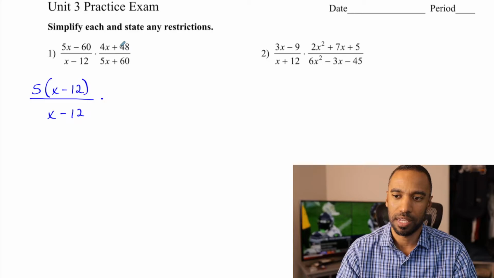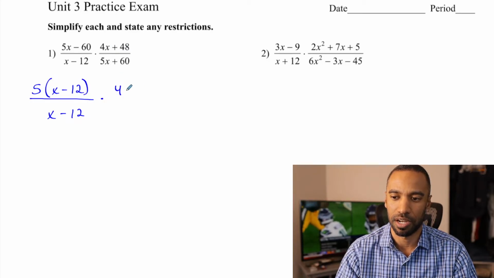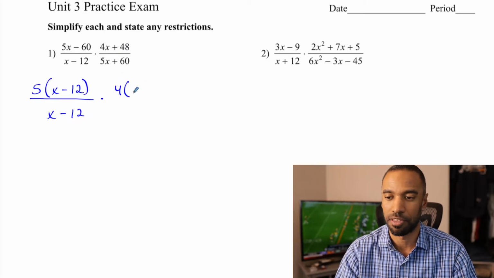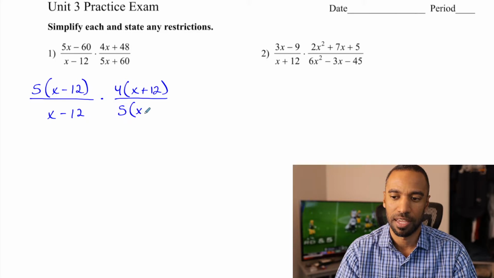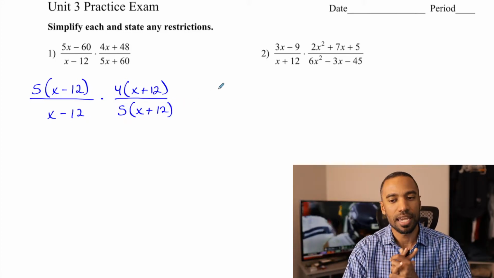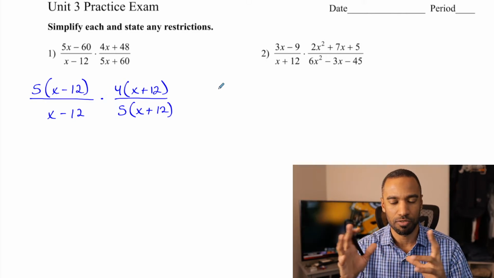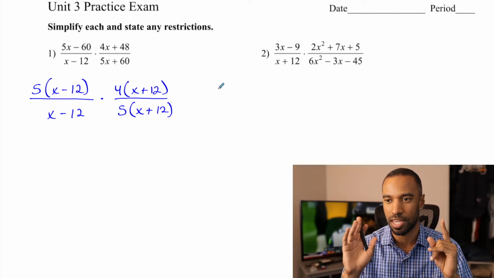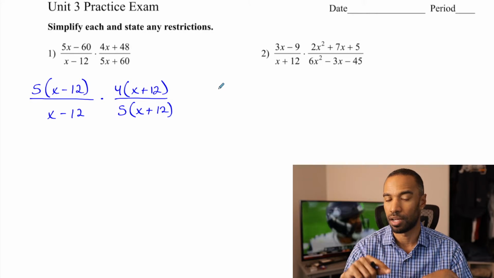Now, multiplying right here, 4 is the greatest common factor of those, and you're left with x plus 12. And then this is divided by the 5x plus 60, which also has a common factor of 5, and there you have x plus 12. So at this stage, I think it's worth stating that everything here is factored. We have a product of these things, and now we're looking at saying what can divide on top and bottom.